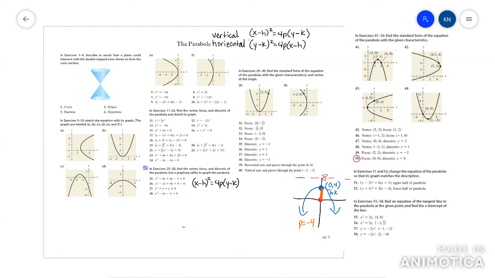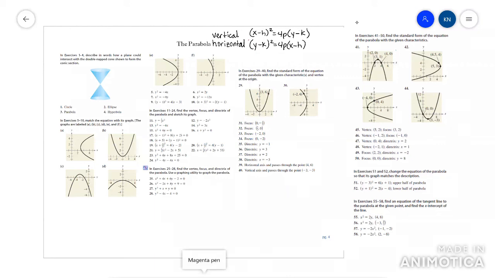So I know my p-value. I know my h, k. All I have to do is go plug them in. So x minus h, that would just be x minus 0, or just x squared, equals 4p, so 4 times -4, (y minus k). k is 4, so y minus 4. Then just clean it up a little bit. You would get x squared equals -16(y minus 4). So even the worst case scenario parabolas are not that bad.